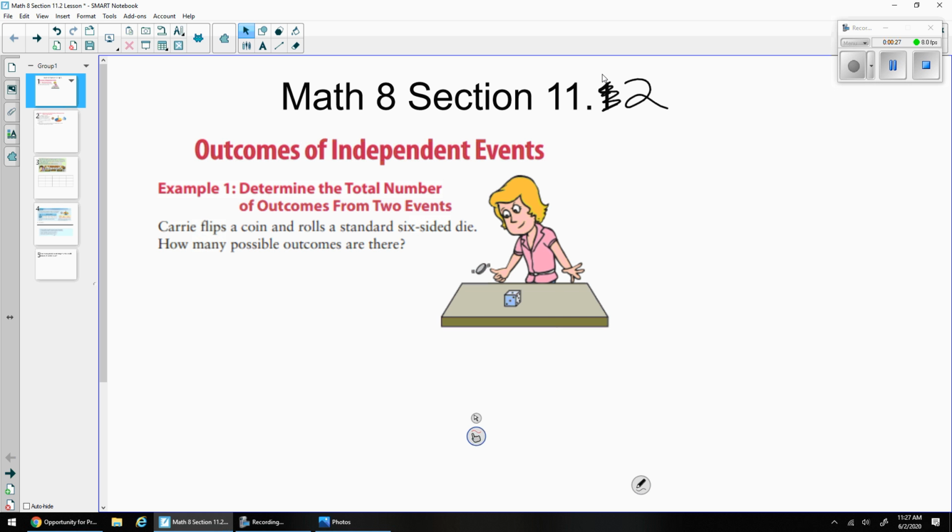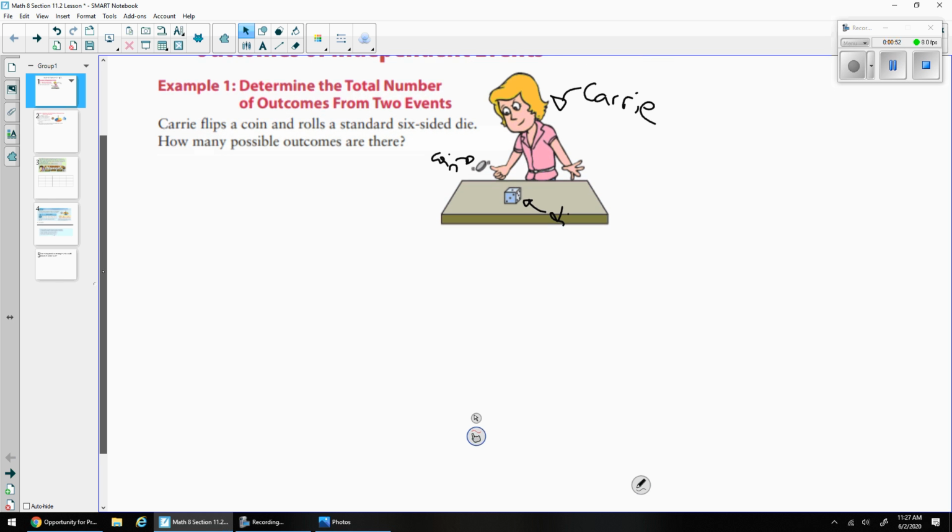So Carrie, this is Carrie right here. She flips a coin and she rolls. So here's the coin. That's a coin. And here is a standard six-sided die. And how many possible outcomes are there with those two events? So we could find these outcomes using, let's do a tree diagram.